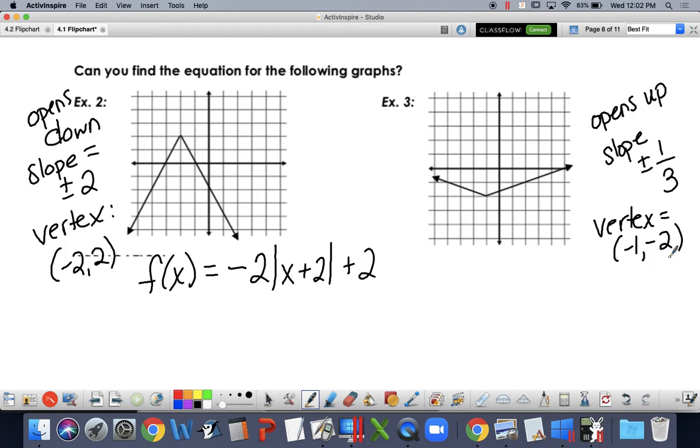All right, so it opens up. My slope is positive negative 1/3. Remember, when you're finding your slope, make sure you find where it really crosses the grid lines. Don't try to estimate. Find where the line crosses the grid lines. And then my vertex is at -1, -2. So my function opens up, so it's going to have a positive slope of 1/3. Then I have my absolute value bars. Take the opposite of my x-coordinate, and then tack on the y-coordinate at the end. Not too bad, huh?